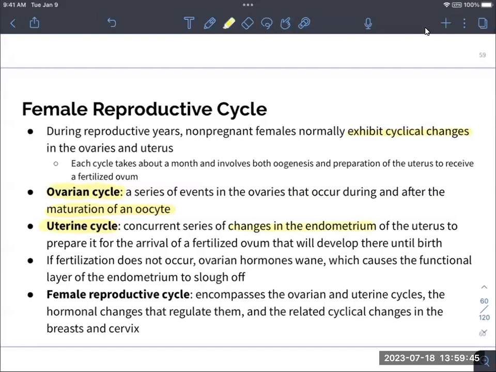If fertilization of an ovum does not happen, those hormones coming from that ovary, that corpus luteum, are going to die off. And that is when that endometrium starts to slough off. So this whole cycle is made up of ovarian and uterine cycles taking place. There are hormonal changes that regulate them.